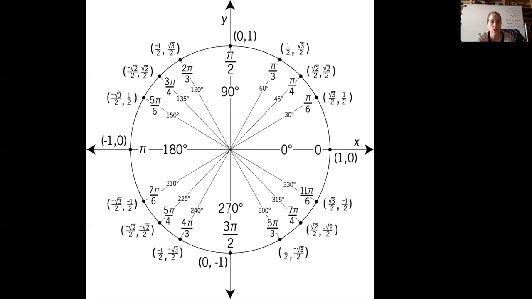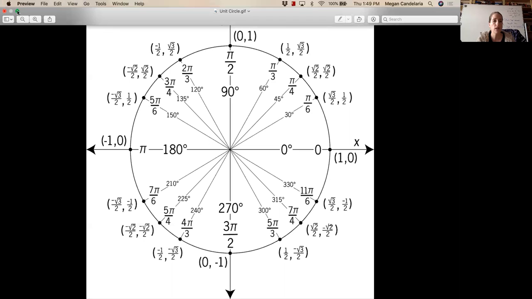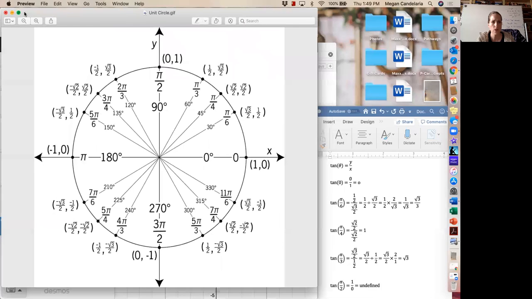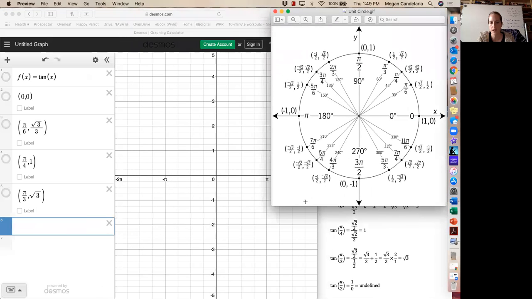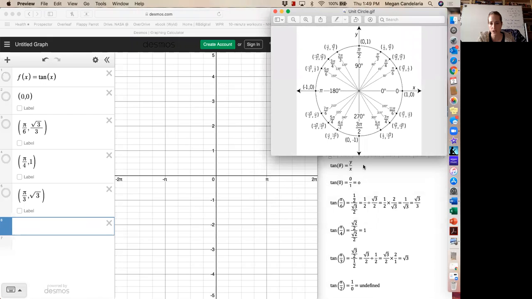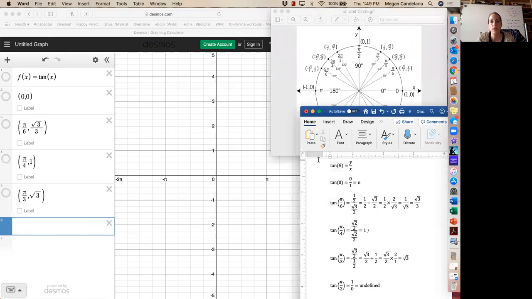So our tangent function, unlike our cosine and sine function, is going to have places where it's undefined. And those undefined places are going to show up as vertical asymptotes. So let's go ahead and take a look. I went ahead and built some of our tangent values in the first quadrant, right? So here, our tangent function is y over x.